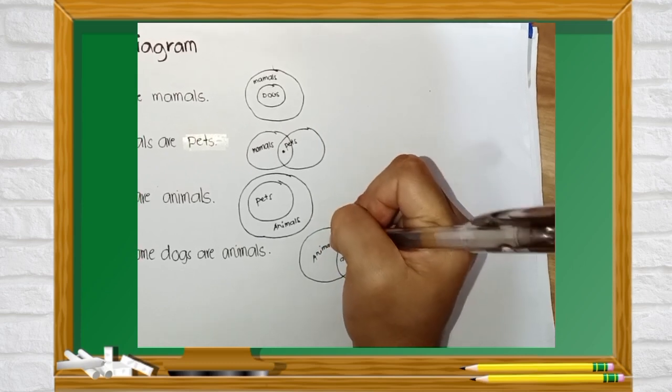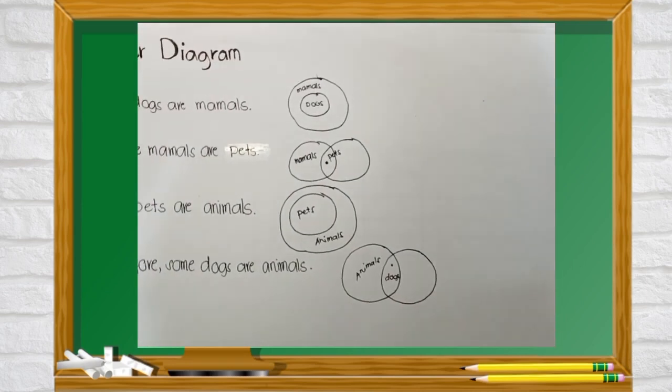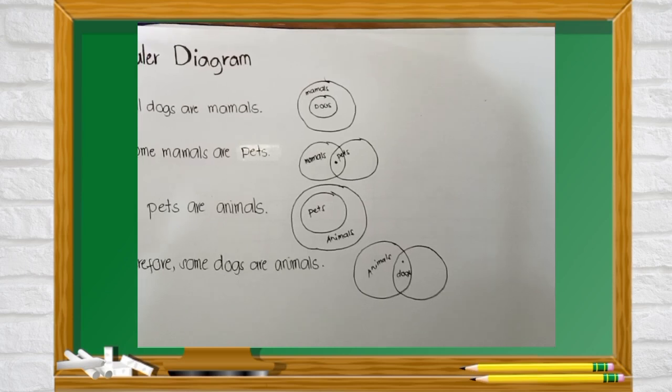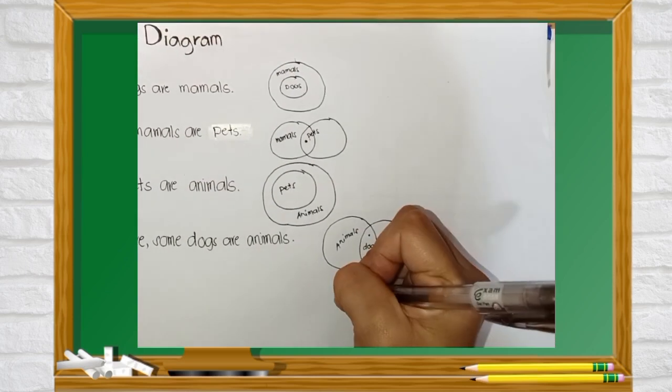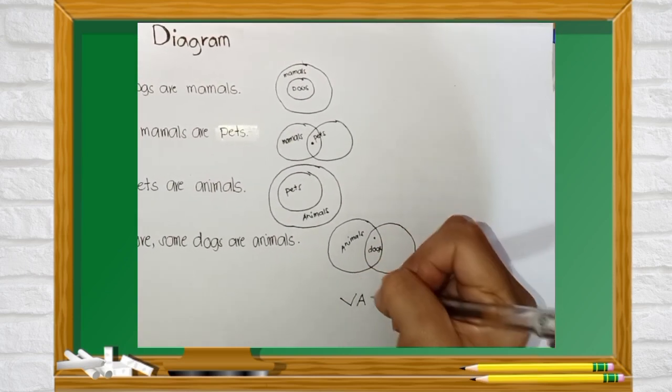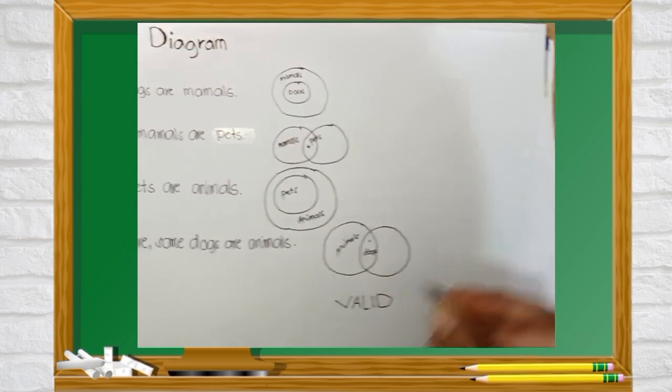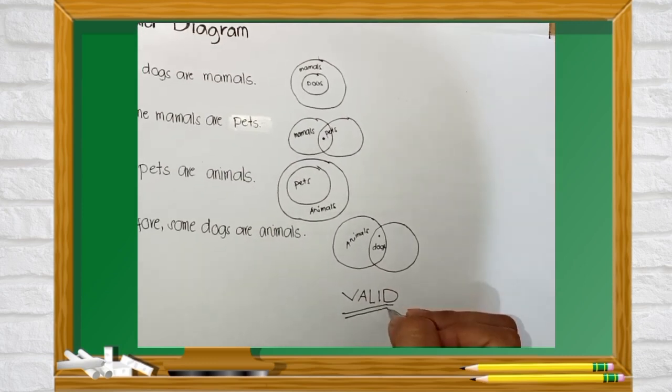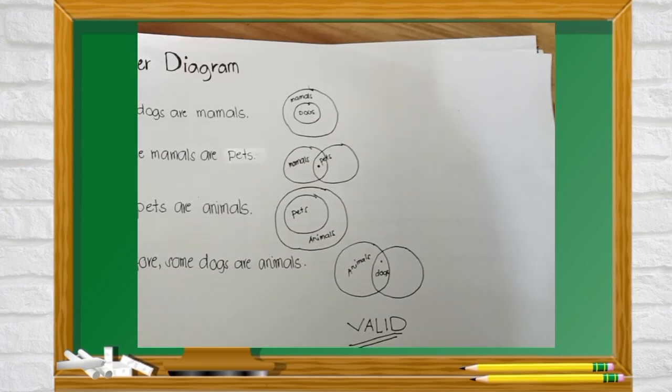The argument is logically valid. This is because the conclusion, some dogs are animals, follows logically from the premises. The premises establish a clear relationship between the sets, and the conclusion is a direct consequence of that relationship.